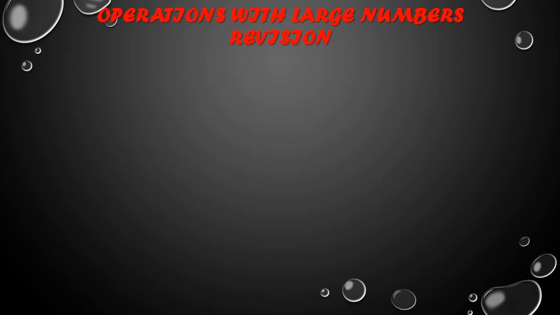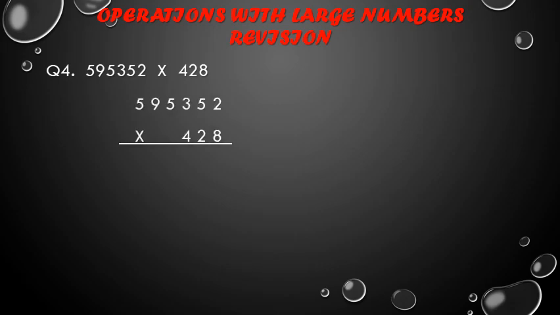Now let's come to the next question, which is question number 4. In this question, we are going to multiply 595352 by 428. So, we begin the multiplication by multiplying 595352 by 8 at ones place. So, when we multiply 595352 by 8, we get 4762816.